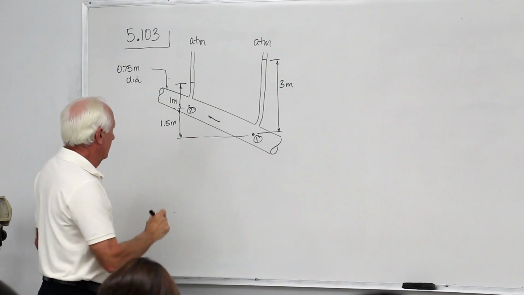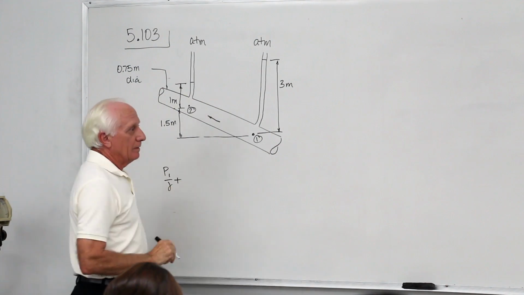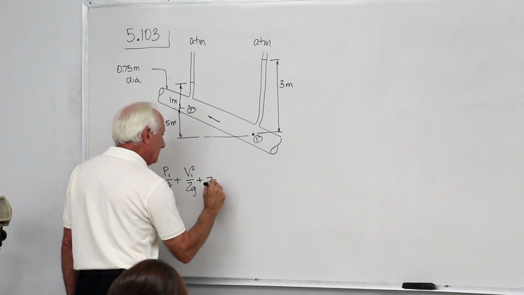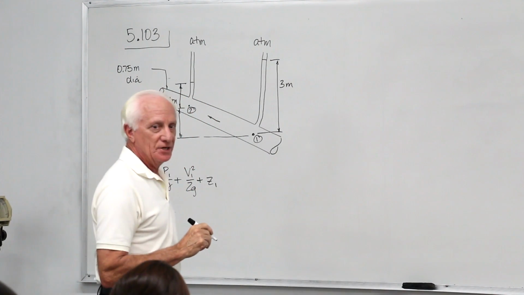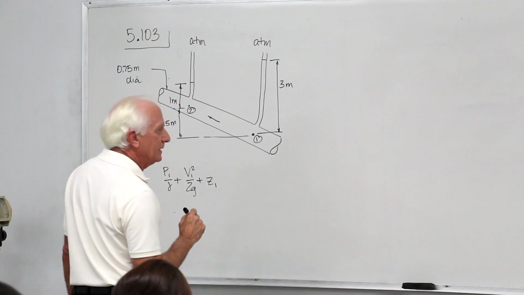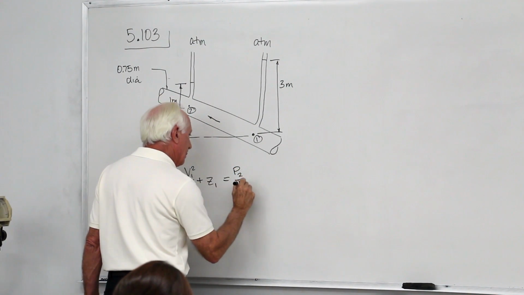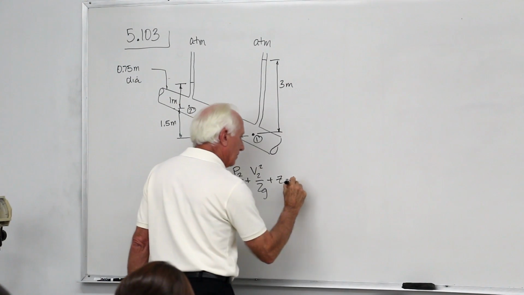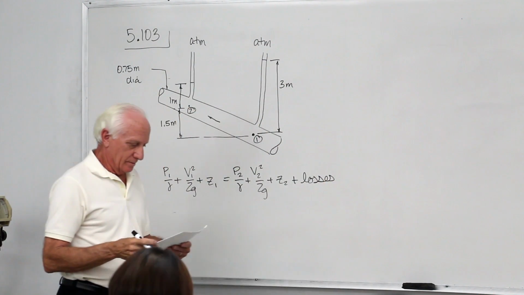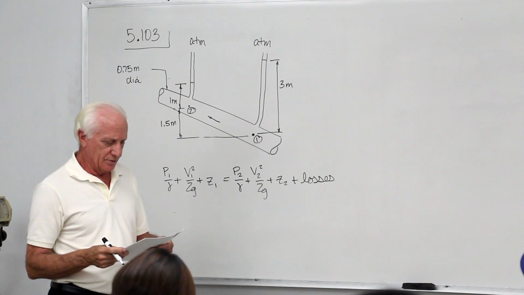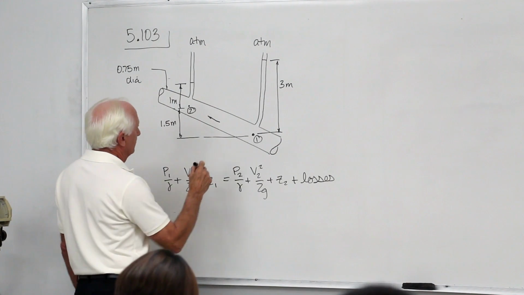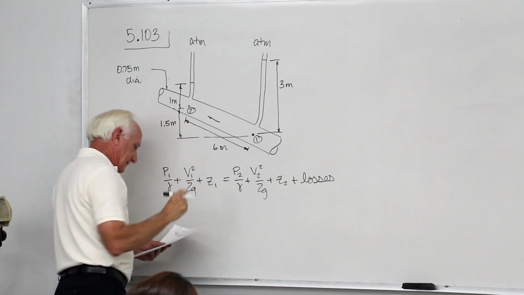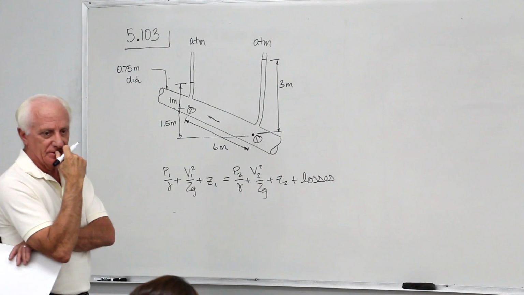Am I right? Okay, so P1 over gamma plus V1 squared over 2g plus Z1. No pump, HP is 0. No turbine, HT is 0. P2 over gamma plus V2 squared over 2g plus Z2 plus losses. What are losses? Matter of fact, he says, what's the head loss over 6 feet of pipe? So the distance from 1 to 2 is 6 feet, 6 meters, pardon me. Yeah, so there's losses. He tells us there's losses.